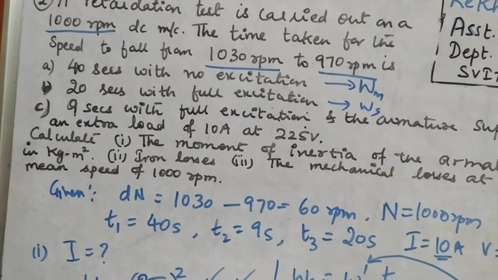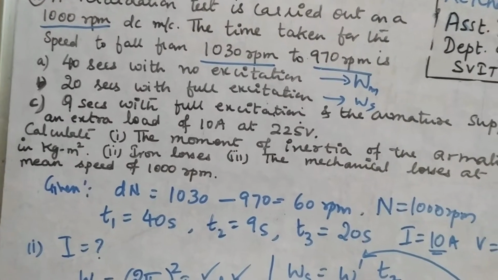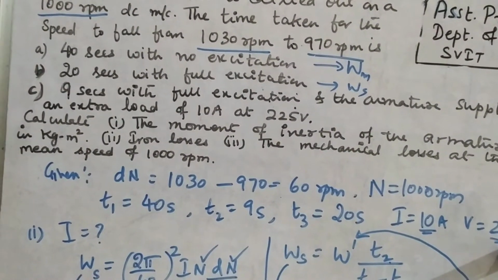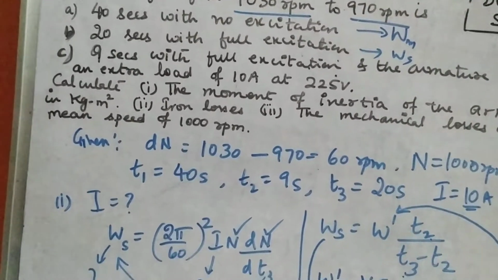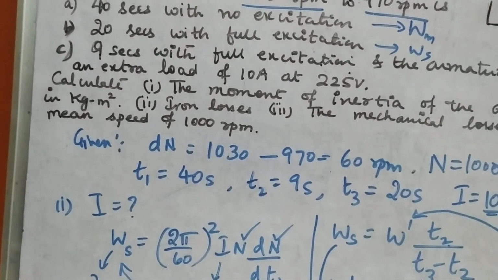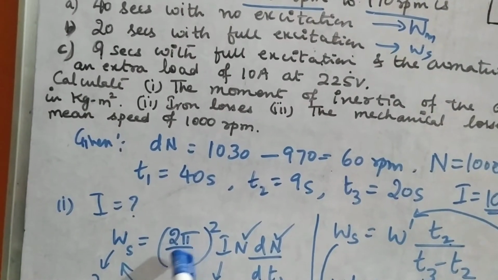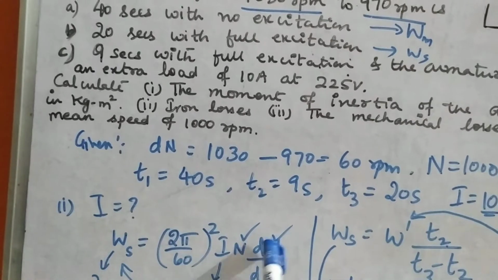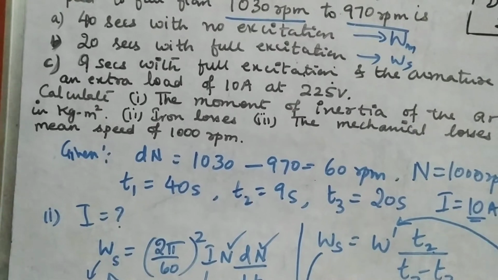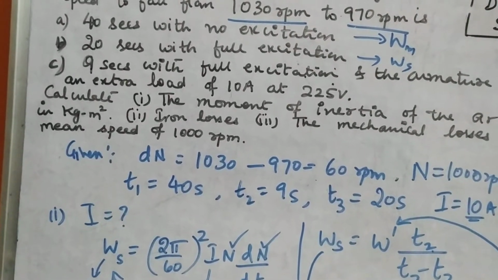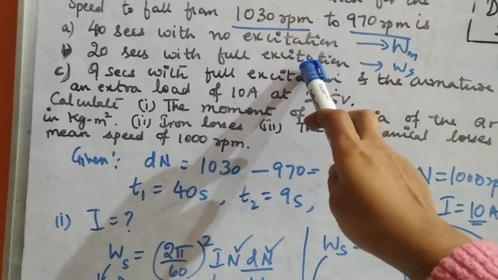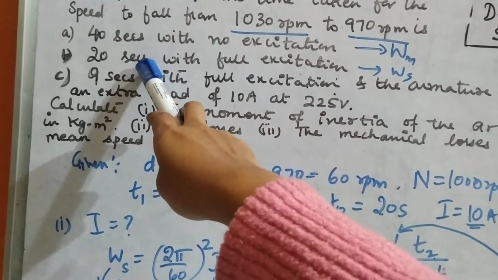The corresponding extra load is taken, that is 10 amperes and 225 volts, so that is the I value and V value. Now let us determine the moment of inertia, I. How to determine I? We have to use the formula of the stray losses, which can be given as Ws equal to (2π/60) whole squared into I N into dN divided by dT3. Here, why have we taken this T3? We can find the moment of inertia only during the full excitation, so I have considered the time slot T3 for the 20 seconds.